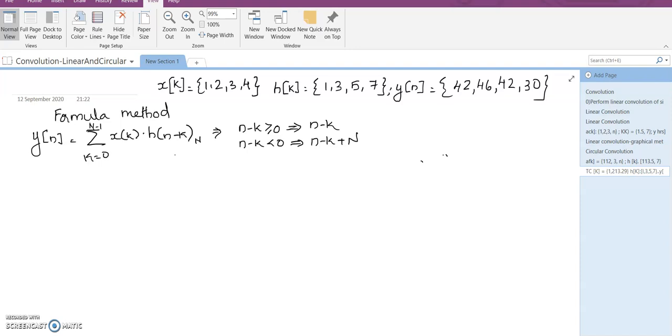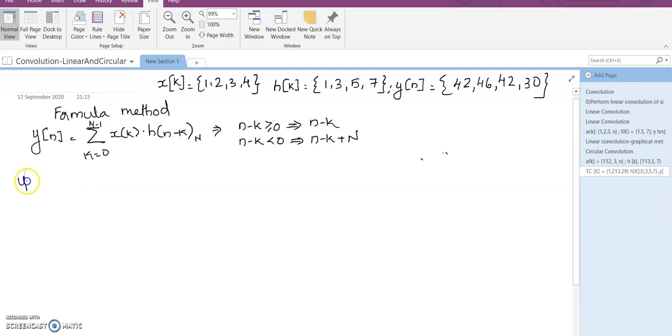So what we do here is we do a small tweak. If our n minus k is greater than or equal to 0, we still use it as n minus k. And if our n minus k is less than 0, we tweak it to n minus k plus capital N. So we can start doing this particular problem right now, and we'll see how it goes moving ahead. So we are going to find out y of 0 first.